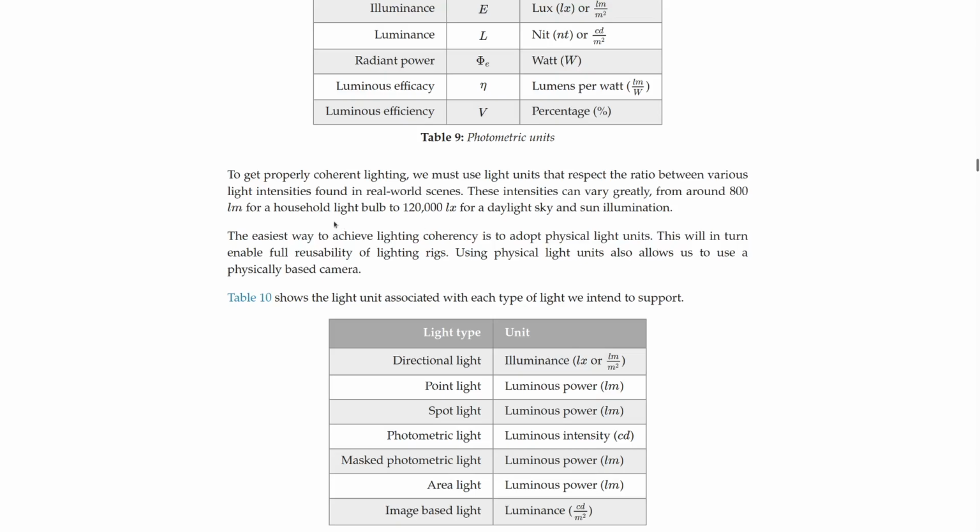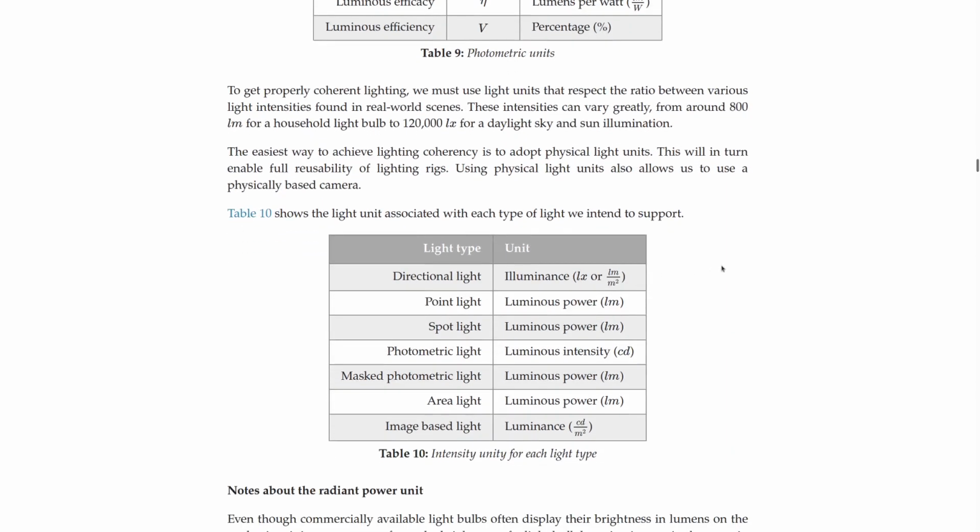Yeah, so the easiest way to achieve lighting coherency is to adopt physical light units. This in turn enables full reusability of lighting rigs. So they're trying to achieve a coherency between their different types of lighting units. Physical light units also allow us to use a physically based camera. Maybe aperture and things like that.